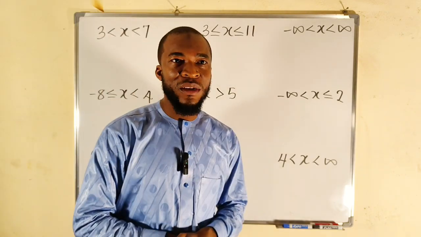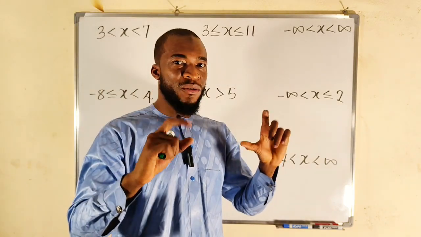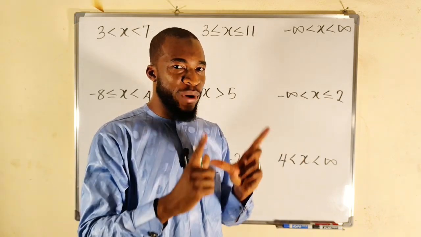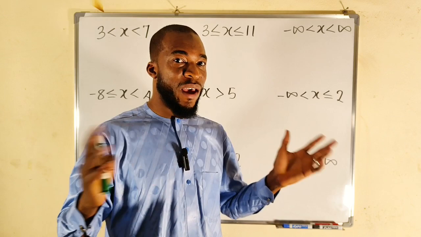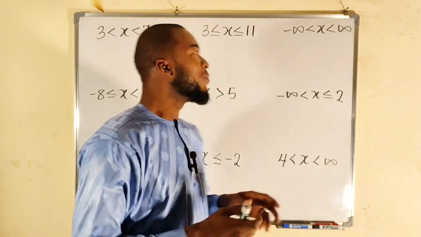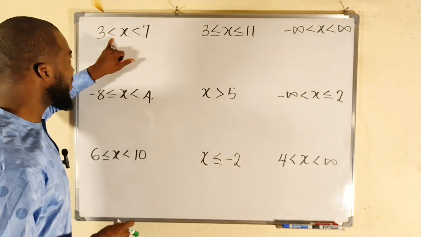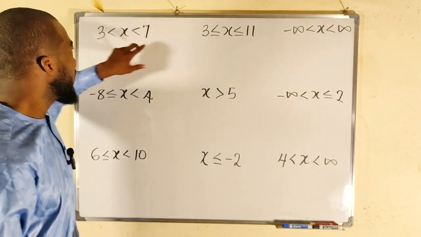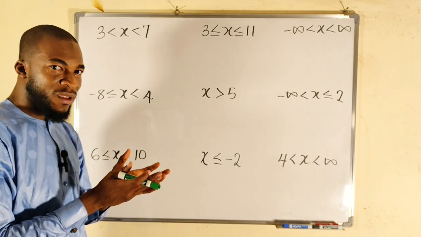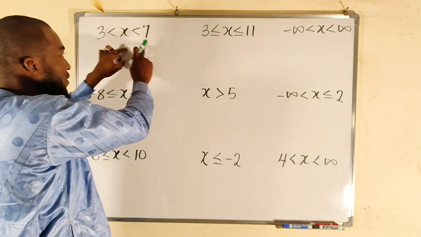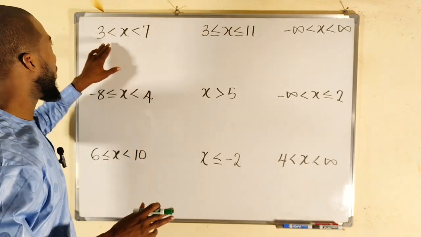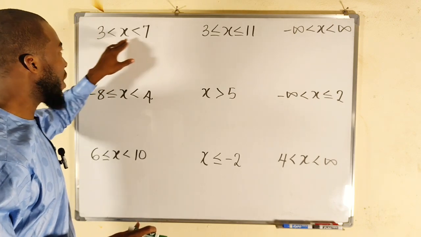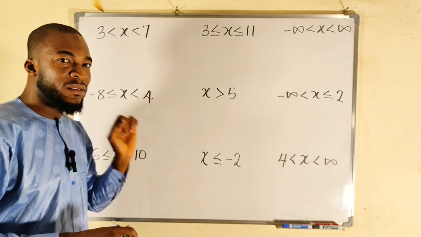Number one, you should know that we use a square bracket to indicate that the endpoints are included, while parentheses indicate that the endpoints are excluded. You can see we have less than type here, without or equal to. So in this case, we are going to use parentheses to indicate that 3 and 7 are excluded, because this means that x is a value between 3 down to 7, excluding 3 and 7.